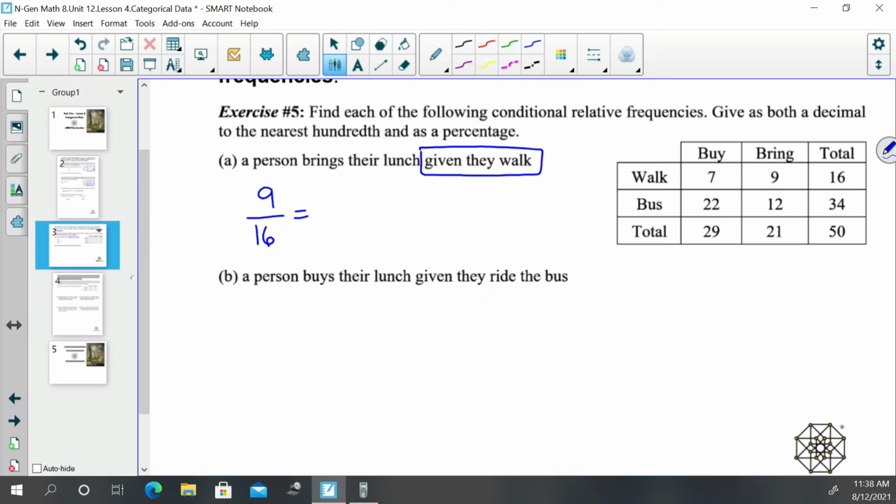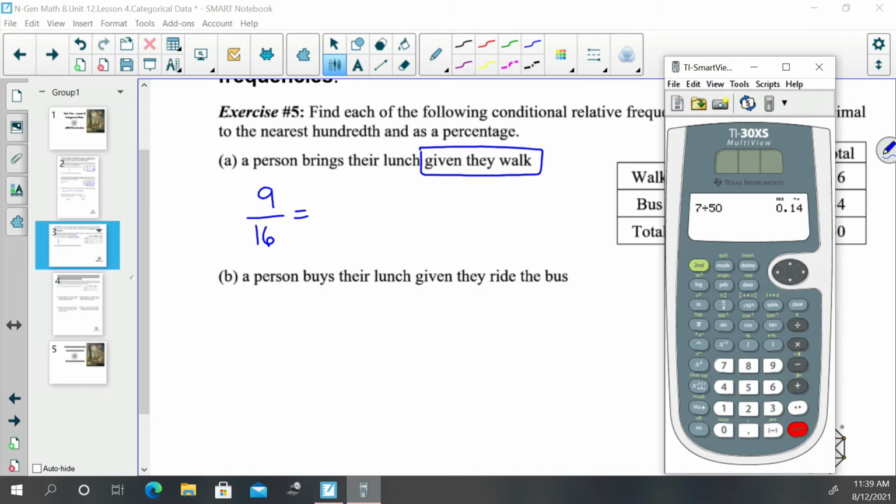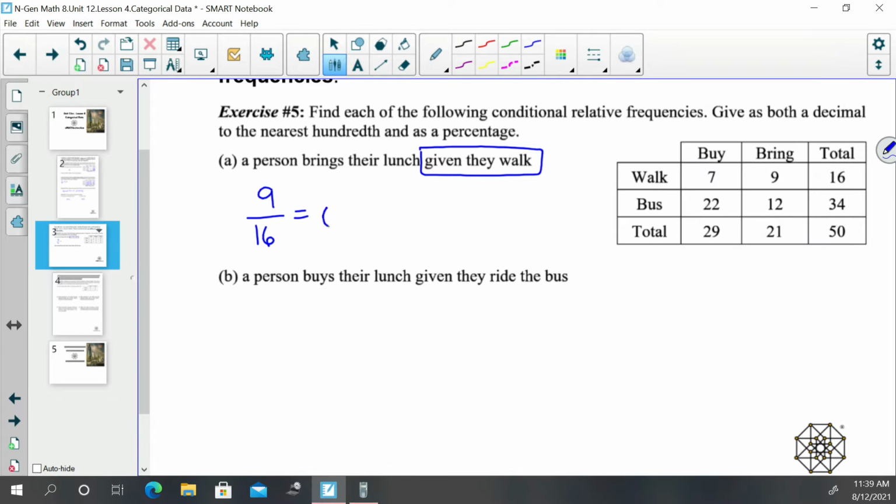Now, in terms of a proportion or a relative frequency, I can do 9 divided by 16. Whoops, that's 9 times 16, so let's try that again. 9 divided by 16. All right, that's sorry, I erased that pretty quick. 0.5625, okay. To the nearest hundredth, that's 0.56. So that is our proportion to the nearest hundredth, and that is also equivalent to 56%.